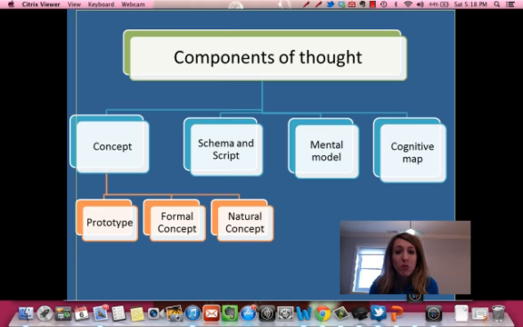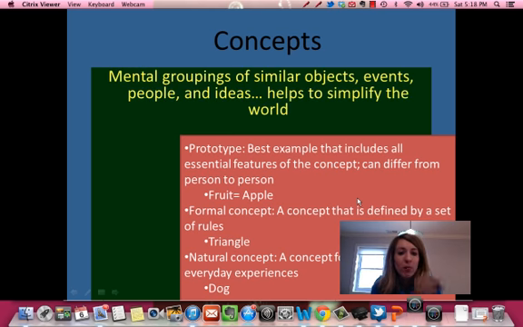So here are some basic components of thought. I'm going to go through each more specifically, but some of them will look familiar to you, like a schema and a cognitive map. Hopefully those look familiar. So the first part of thought is a concept. When you boil thought down to its most basic part, we have a bunch of concepts that make up our understanding of the world around you, right? A concept is a mental grouping of similar objects, events, and people. It helps you to simplify the world. If every single thing had to have its own separate idea, name, whatever, it'd be very confusing.